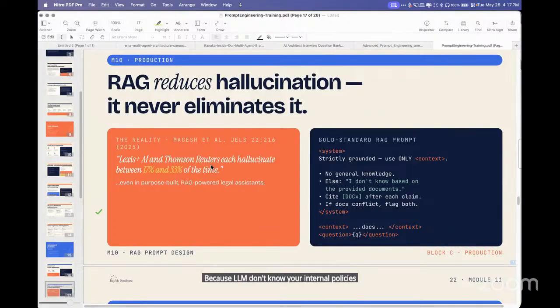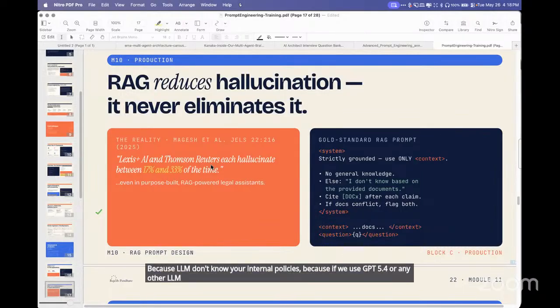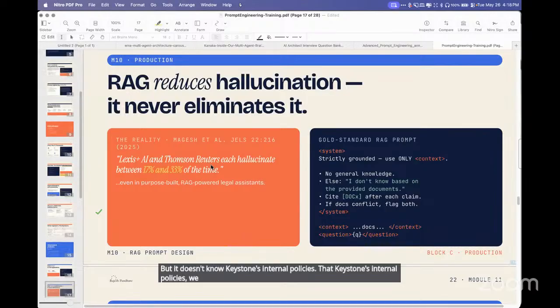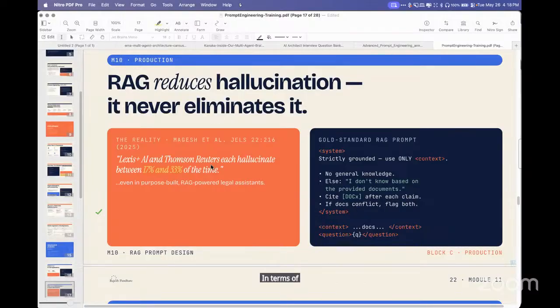If we use GPT 5.4 or any other LLM API for this chatbot, that chatbot has all the world's knowledge, but it doesn't know Keystone's internal policies. Those internal policies we will make available using a RAG pipeline. So what is a RAG pipeline? We will first feed all the documentation into vector databases.